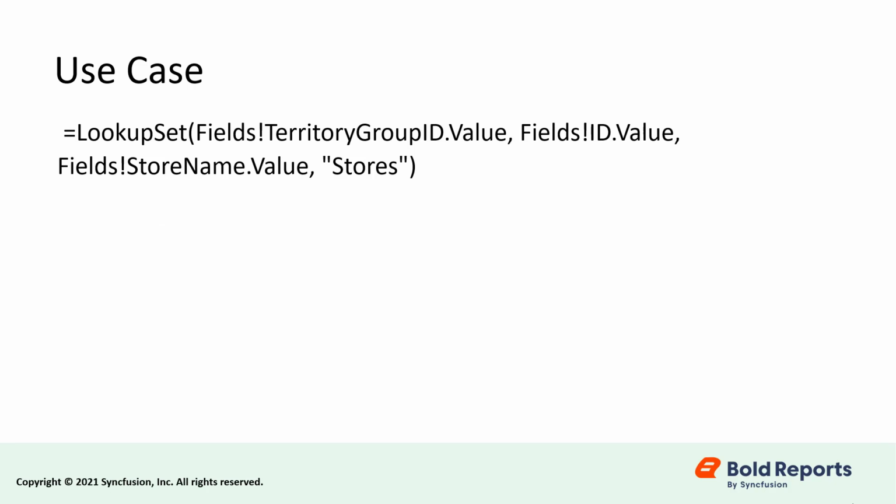Consider an example where the user wants the name of a store if the territory group ID and the ID matches. In this case, the user can use the LookupSet expression. I have provided an example of such an expression. Here, territory group ID is the source expression value. ID is the destination expression value. Store name is the return expression value. And stores is the dataset name.